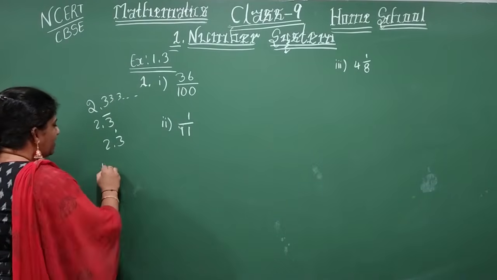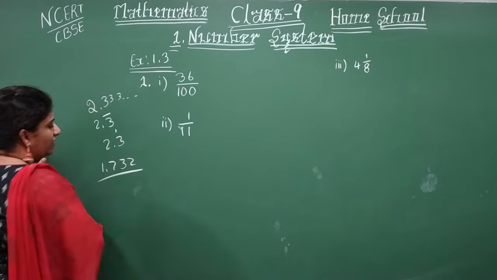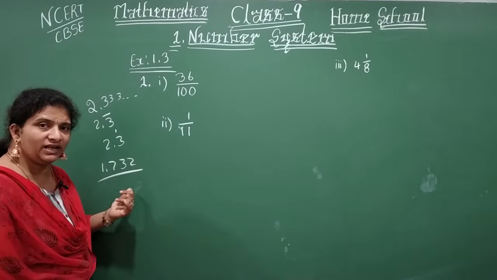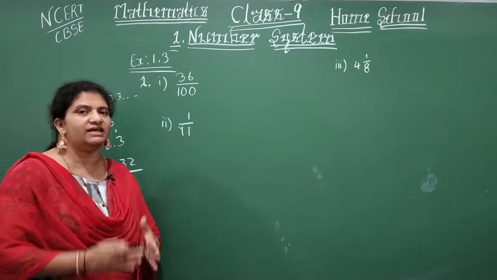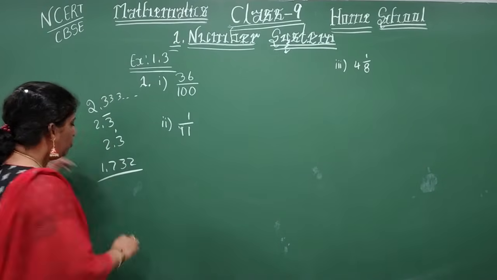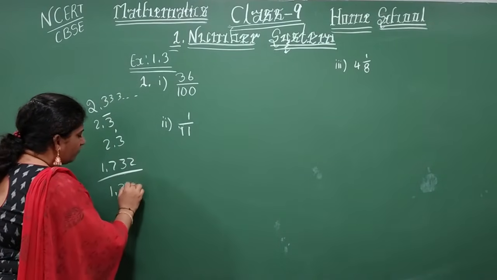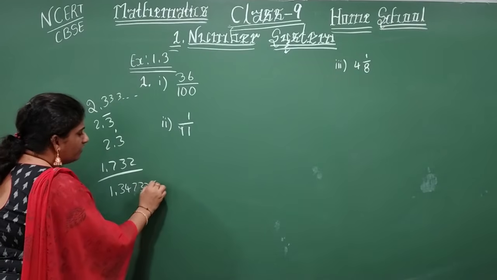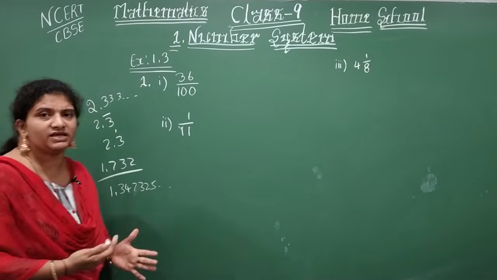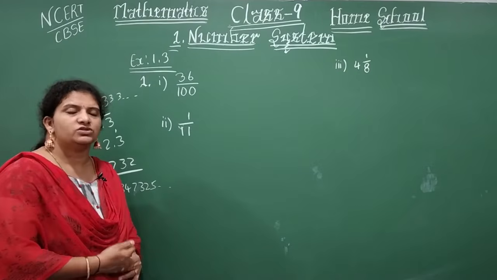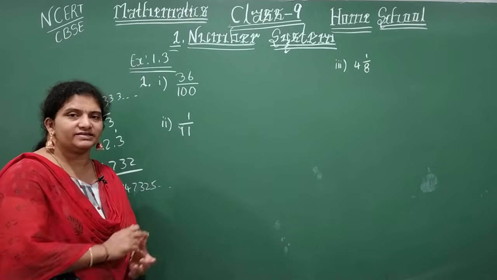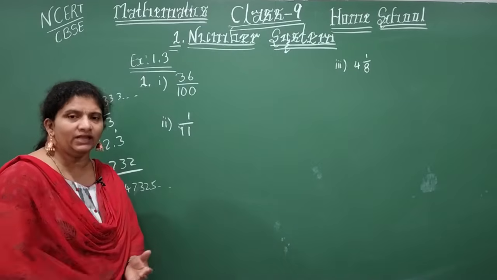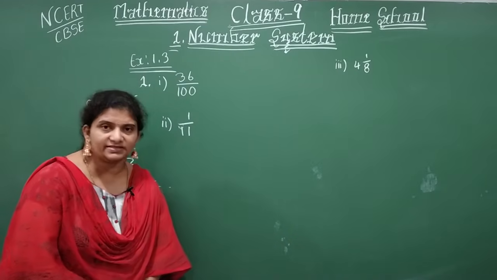Suppose your decimal is ending like this, children, then what is this type of decimal? It is a terminating decimal. Terminating means there is an end. Now one more, 1.34732 and so on. I don't know how many numbers are there and where it ends. So this type of decimal, what do we call this? It is a non-terminating, non-recurring decimal.